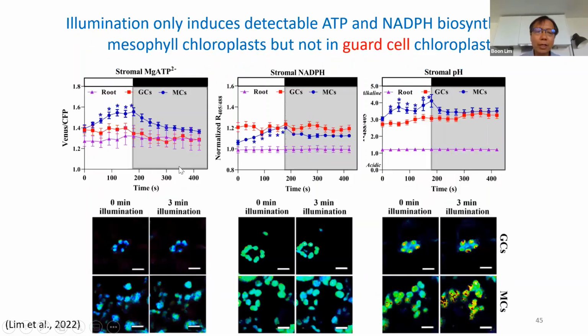Then we also find that, using the same plant, illumination can only induce a stromal ATP increase in mesophyll, but not in guard cell. Illumination can only increase NADPH in mesophyll, but not in guard cell. And for stromal pH, it is increased, alkaline, in mesophyll by illumination, but not in guard cell. So it seems that illumination did not cause an increase in the stromal ATP and stromal NADPH in guard cell.